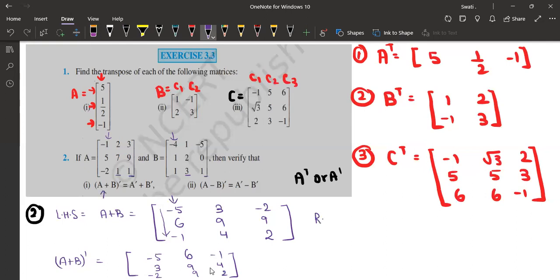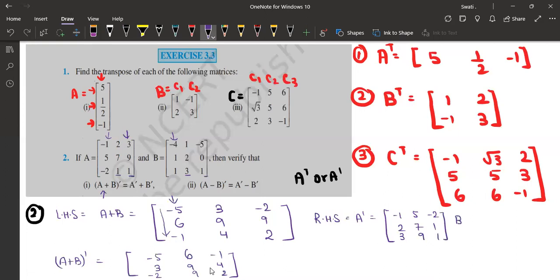Now let's find out the value of RHS. Okay, so on the RHS, we have A transpose. So first we need to find out the value of A transpose. So simply A transpose, first column will become first row: -1, 5, -2. Second column will become second row: 2, 7, 1. Third column will become the third row: 3, 9, 1. This is our A transpose.